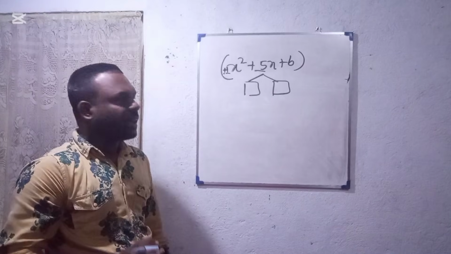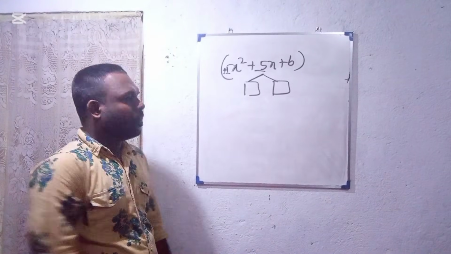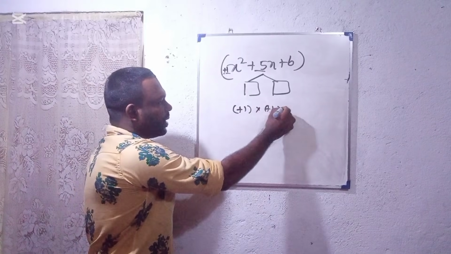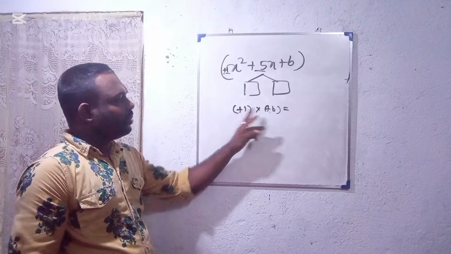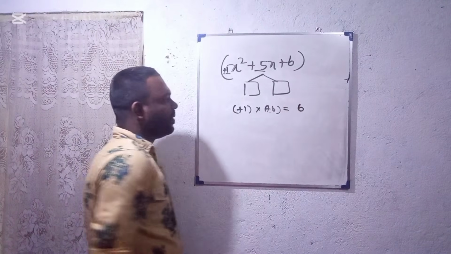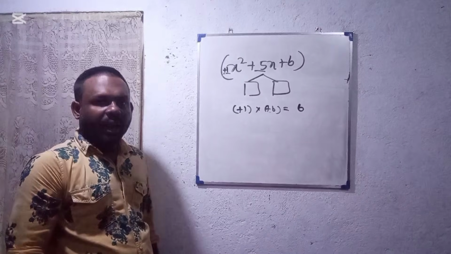Be careful regarding the sign. Now plus 1 times plus 6. What is the output? We know plus times plus is plus, so 6. We know that one. Then check for R1.